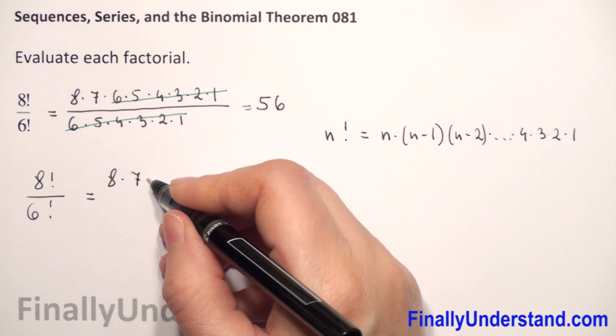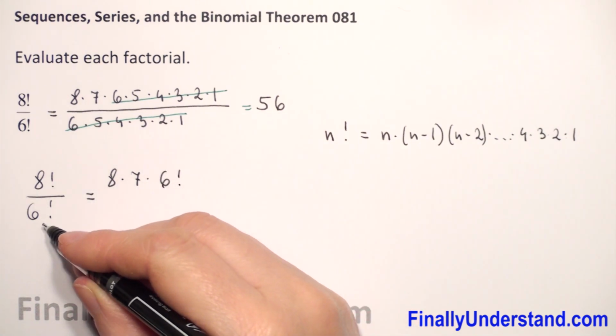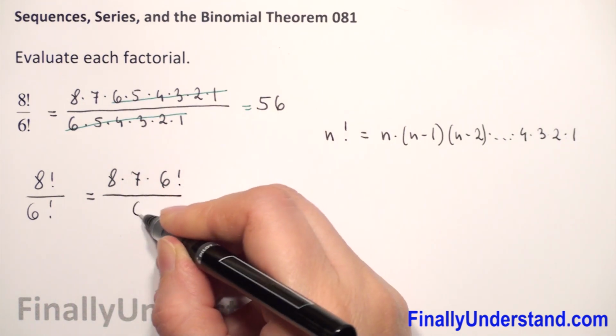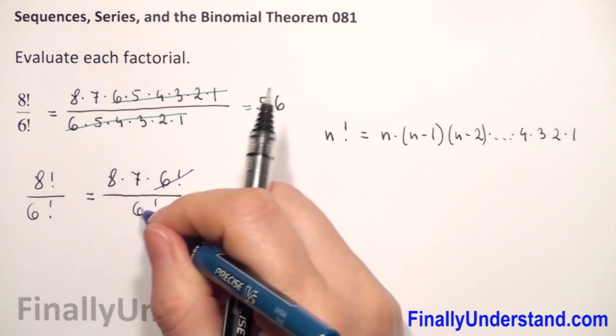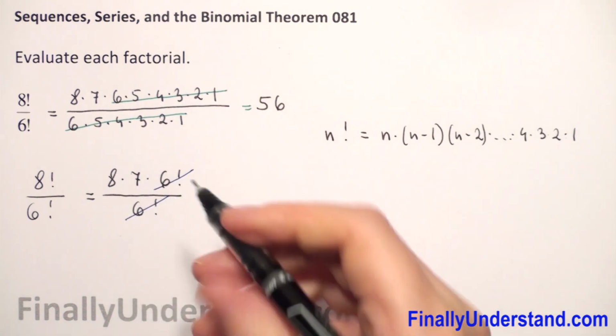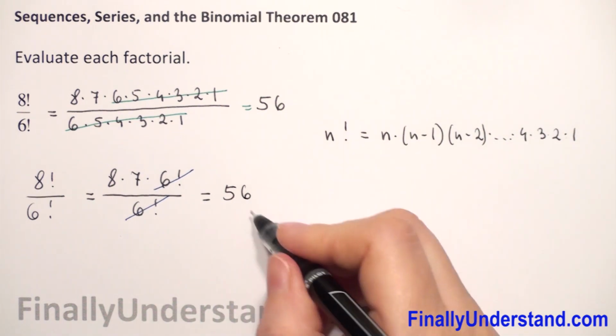We can write that this is times 6 factorial. Why? Because in the denominator we have 6 factorial. So 6 factorial over 6 factorial, we can reduce, and we have 8 times 7, this is 56. This is my solution.